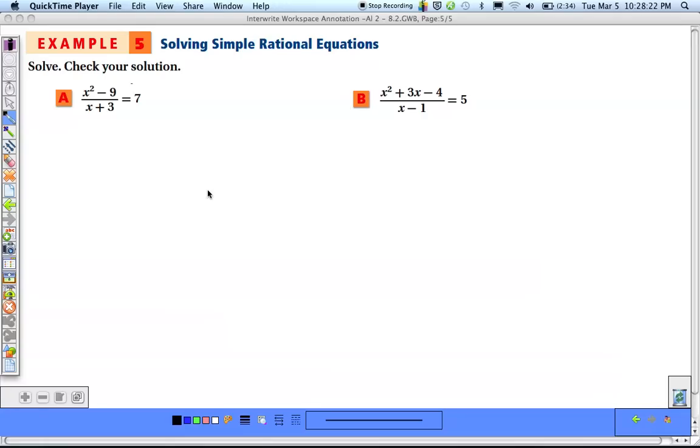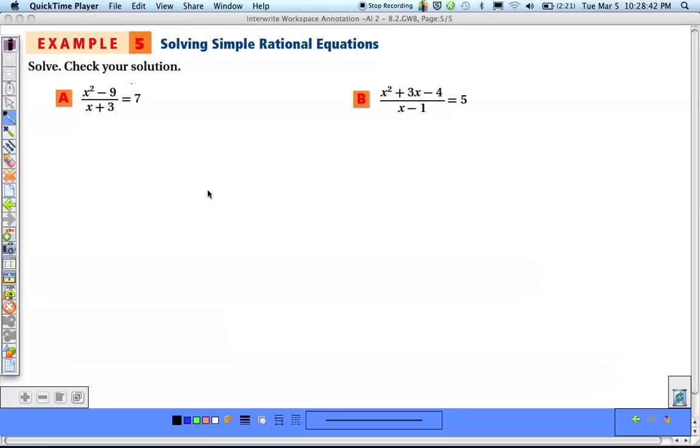The third part of 8.2 is taking a look at being able to actually solve rational equations. Everything that we've done so far has been rational expressions, and the one thing that we haven't really seen in the problem is an equal sign. So now we're going to throw in that equal sign to be able to solve it. You've got two ways to be able to solve a rational equation.